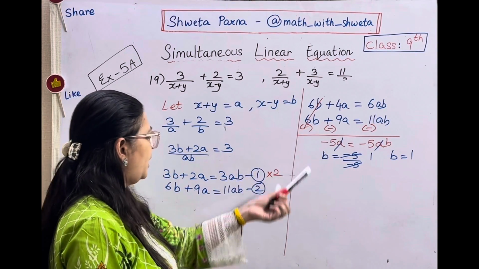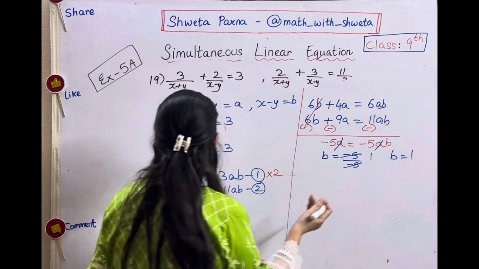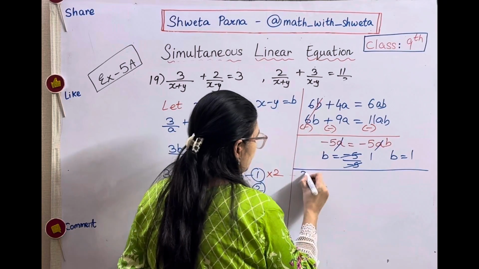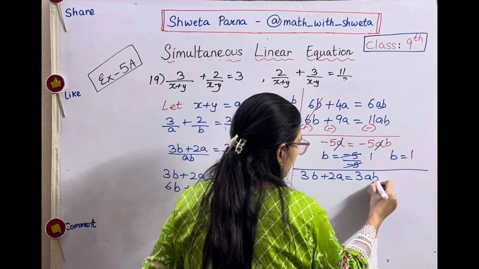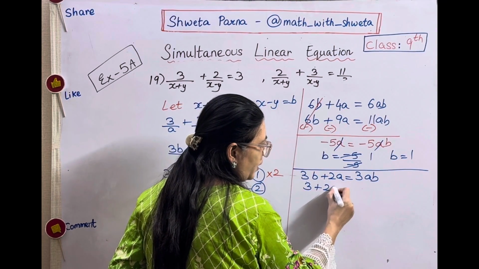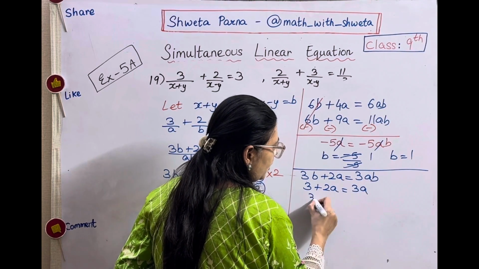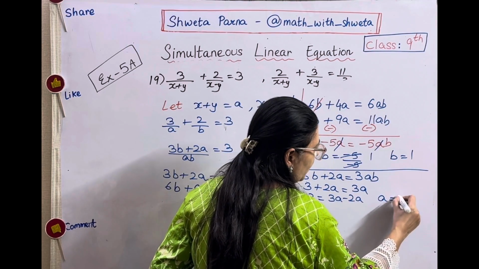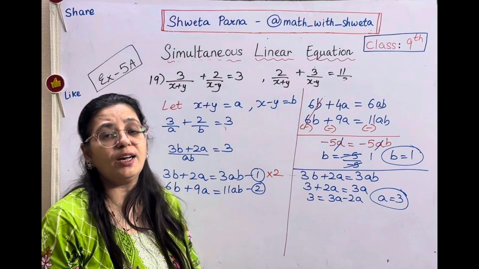Now substitute in any of the equations and get the value of a. Say, for example, I substitute in this equation, which is 3b plus 2a is equal to 3ab. The value of b is 1. So 3 into b is 3, plus 2a is equal to 3a into 1, which is 3a. So 3 is equal to 3a minus 2a. So a is equal to 3. So you got the value of a and you got the value of b.